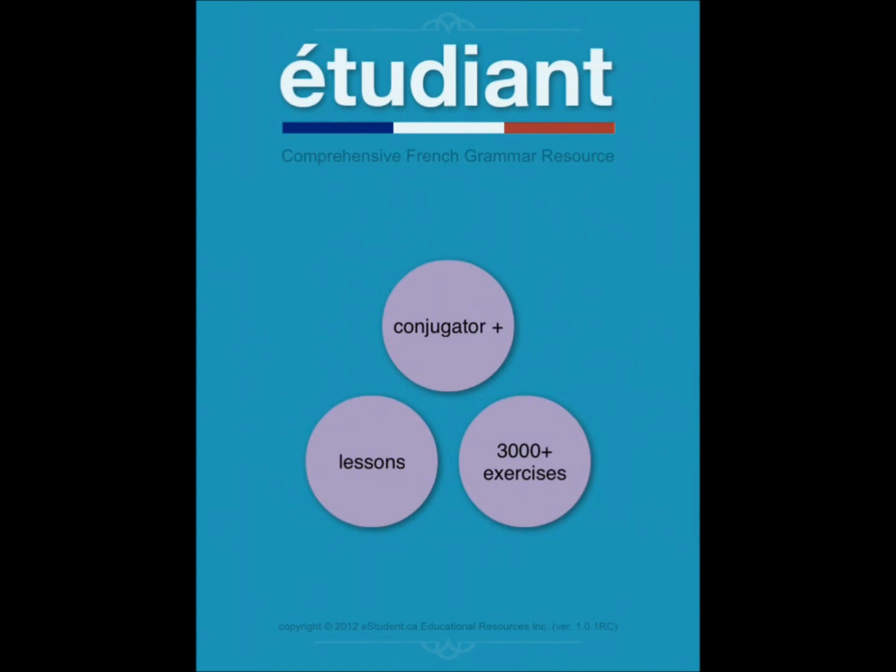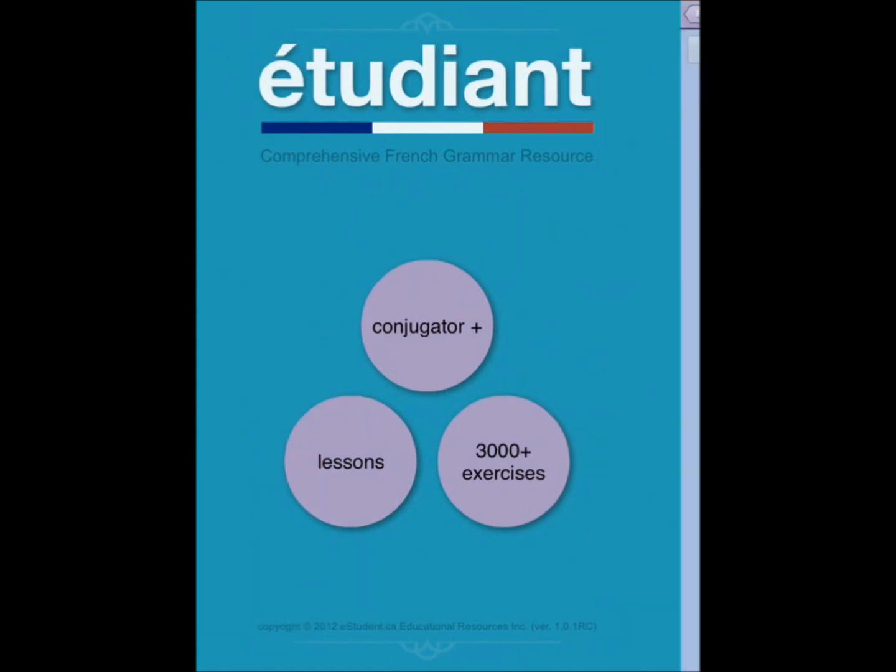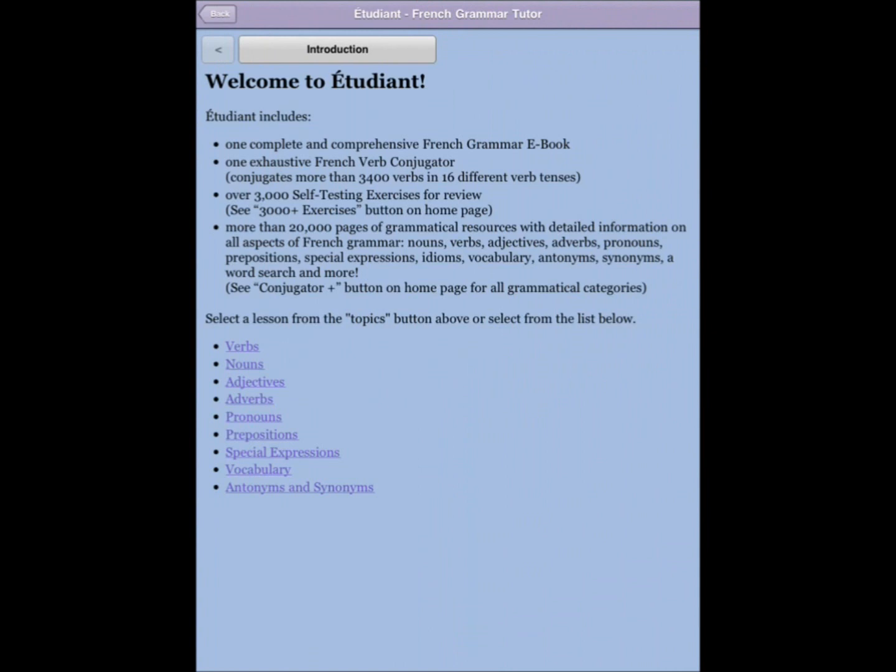Welcome to Étudiante. Étudiante is a comprehensive 20,000-page French grammar resource that contains 3 separate sections: lessons, conjugator plus, and 3,000 self-testing exercises. In this video, we will take a look at the lessons section. Under lessons, there are approximately 15,000 pages of information on verbs, nouns, adjectives, adverbs, pronouns, prepositions, special expressions, vocabulary, and antonyms and synonyms. All of these pages are linked to each other with anything that you see in blue.